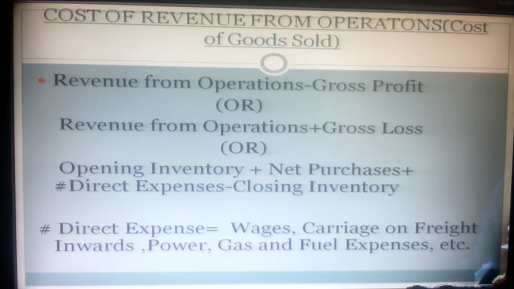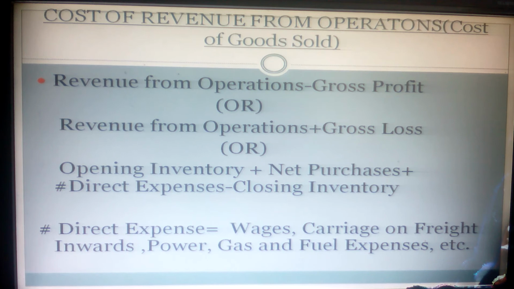Here the very important thing: what is the meaning of cost of revenue from operations or cost of goods sold? We calculate it as revenue from operations minus gross profit. When you have gross profit, you deduct it from revenue from operations and you get cost of revenue from operations. Suppose you have gross loss, you add it to revenue from operations, and you get cost of revenue from operations. Be very careful whether the problem gives gross profit or gross loss. Gross profit, you deduct; gross loss, you add. That is a very, very important thing.